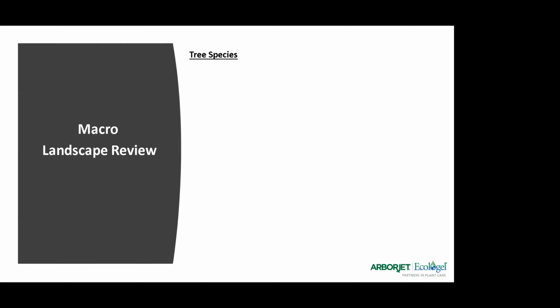So the first thing on the macro side is, what are the tree species you have? If you don't have a good tree ID book, they're readily available at most bookstores. But you need to know what you're looking at, because not all problems attack all tree species. If you don't know what the tree species is, you can't narrow down what could be attacking it.